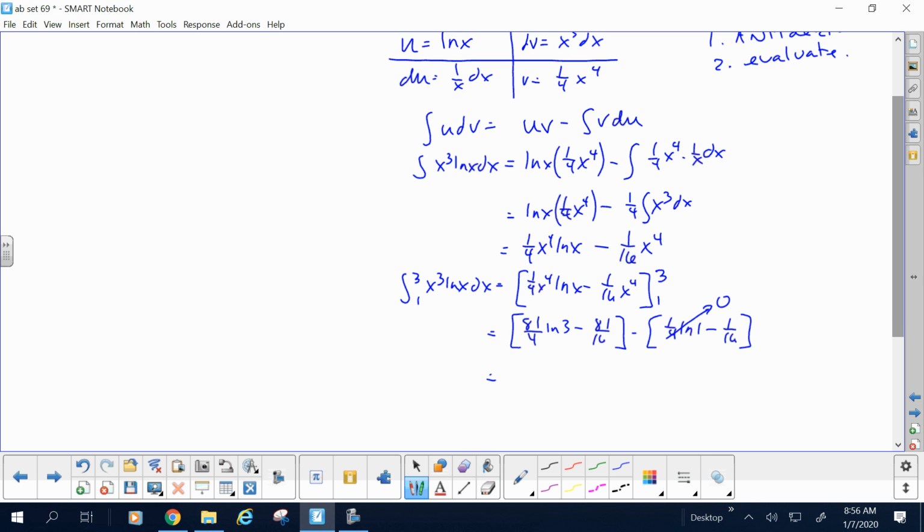We can combine like terms, so we get 81/4 log of 3 minus what? What's the total of the 16ths, my friends? 80/16, which if we wanted to reduce it, what does that reduce to? Does 16 go into 80 evenly? I'm telling you it does. 5 times 3. Okay, good job. I like it. All right, are you with me?